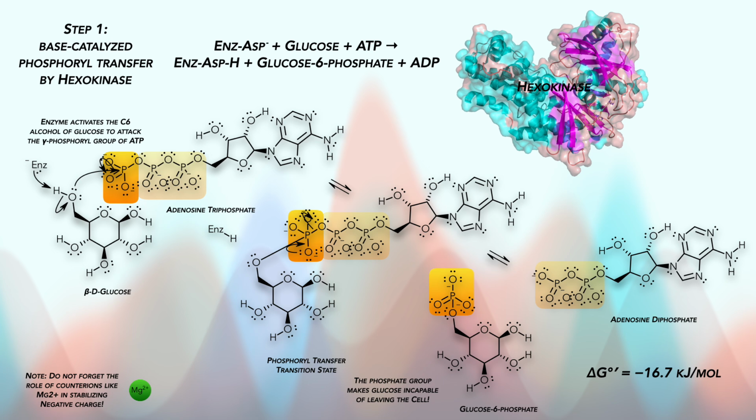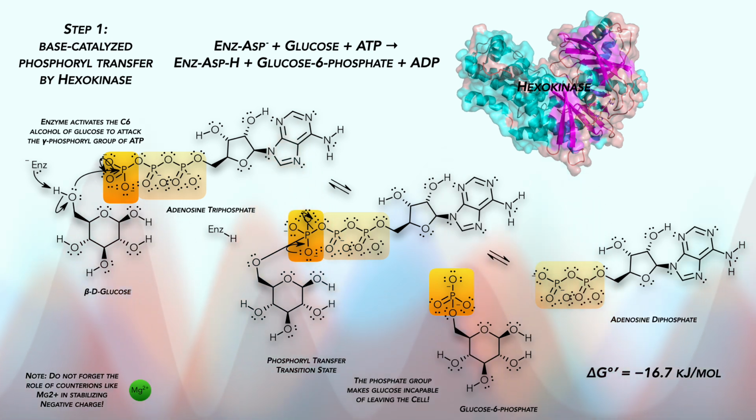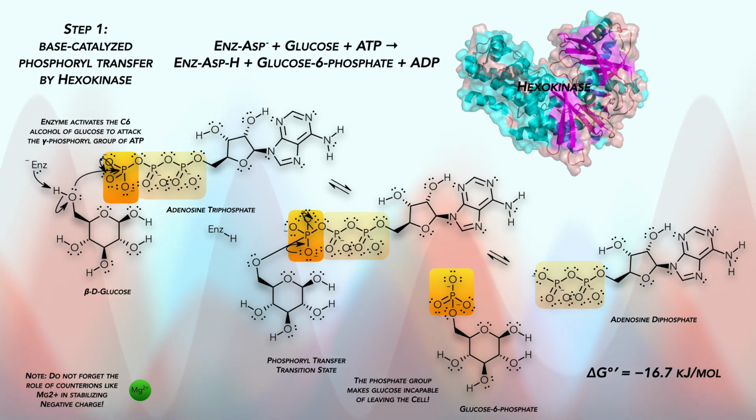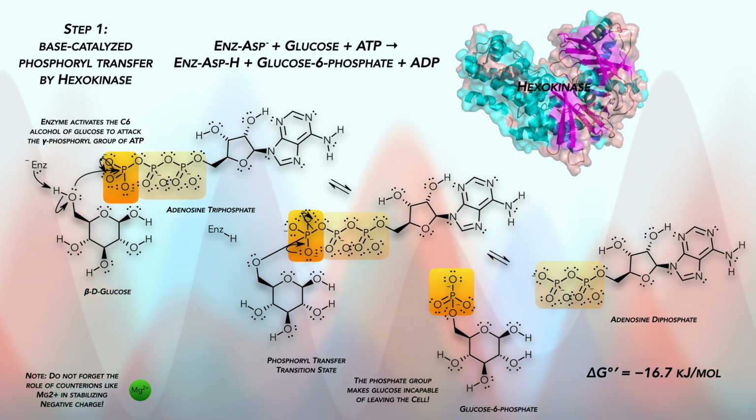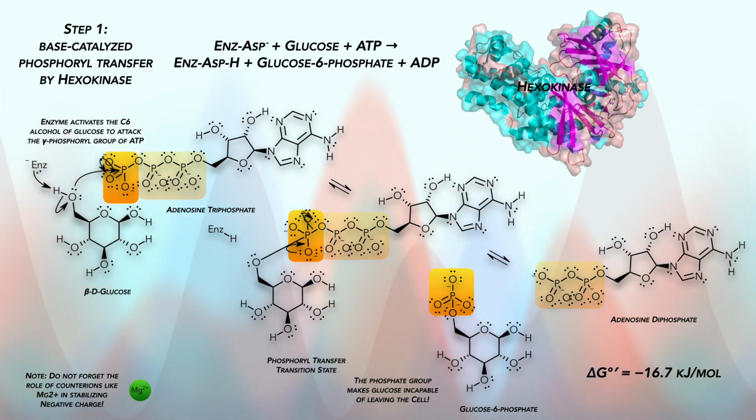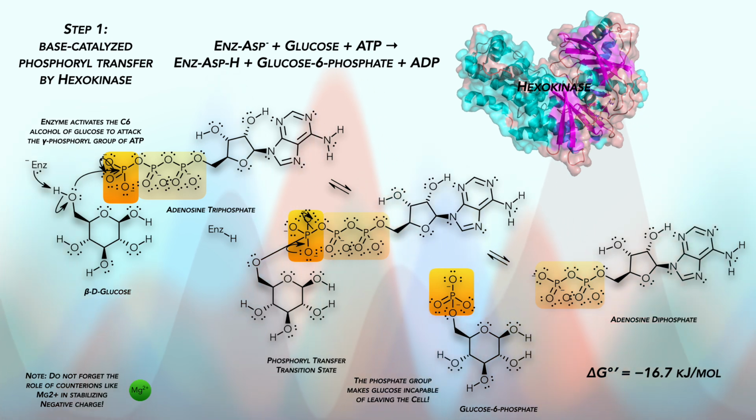Glycolysis begins with hexokinase, another ATP-dependent phosphorylation. An active site base deprotonates the C6 alcohol of glucose, producing an alkoxide capable of attacking the gamma phosphate of ATP. ADP departs as glucose 6-phosphate is formed.